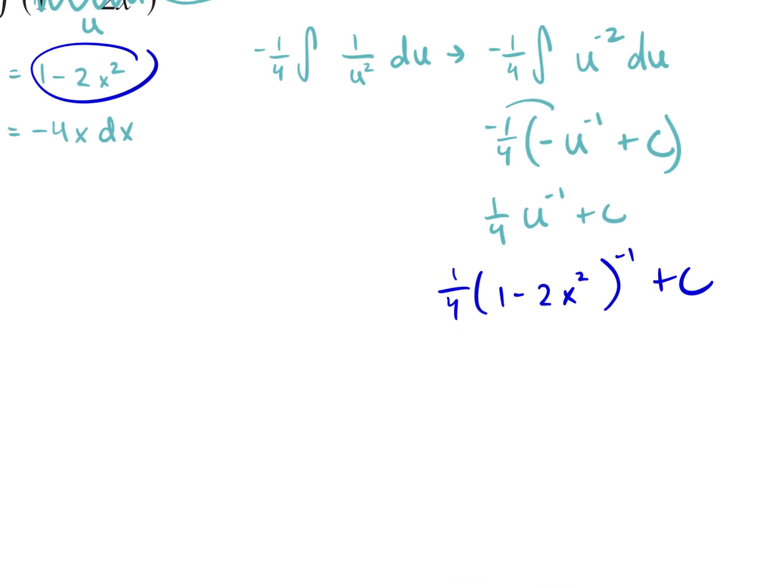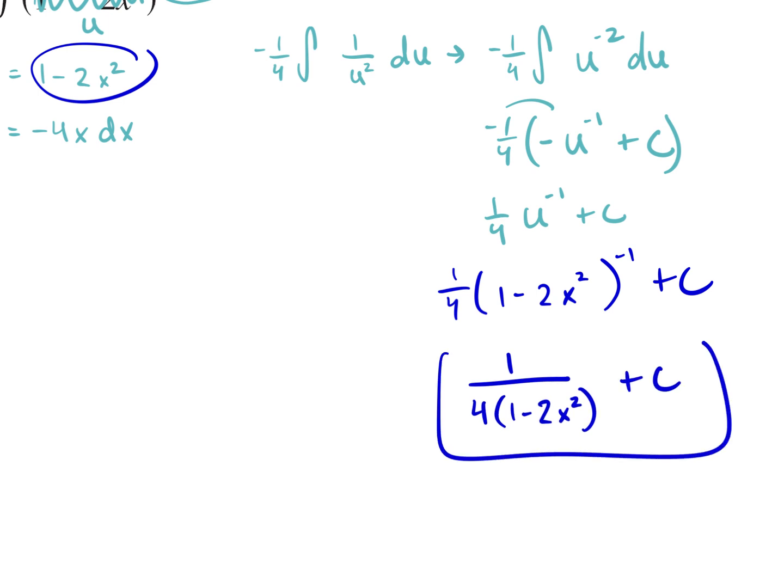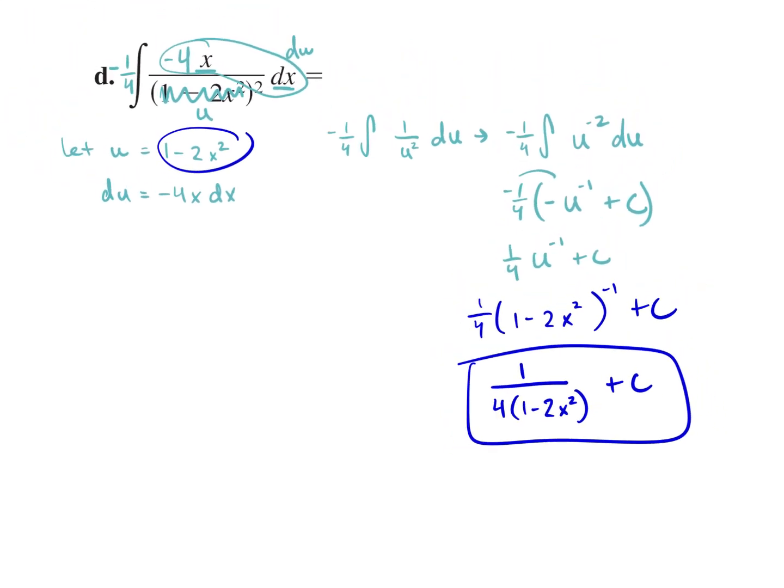We don't really love negative exponents in our answer, so let's change this to be a positive exponent. So it would be 1/4 times 1 minus 2x squared, plus c. So that would be our integral. If we took the derivative, we would end up with the original function.